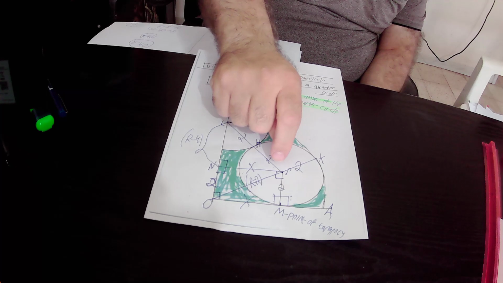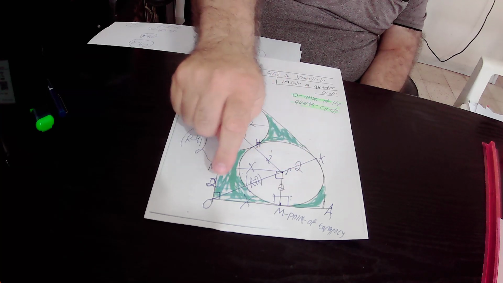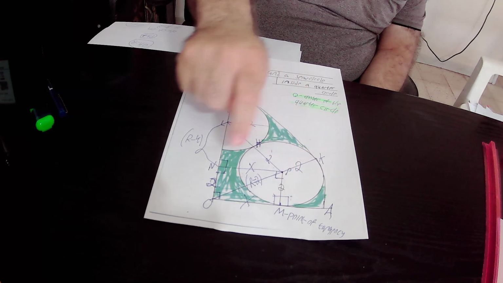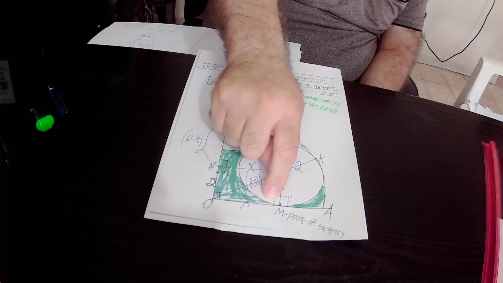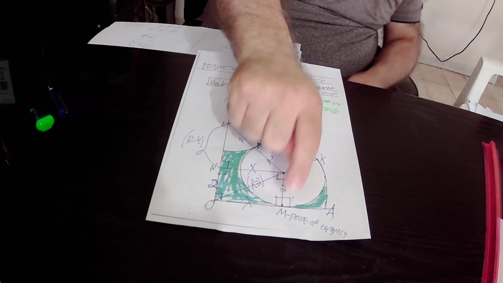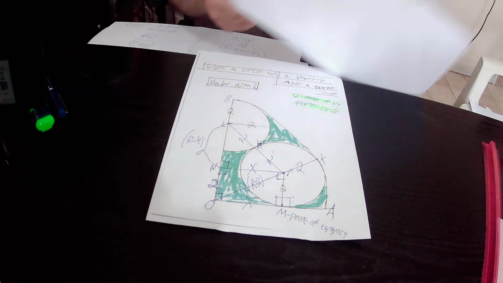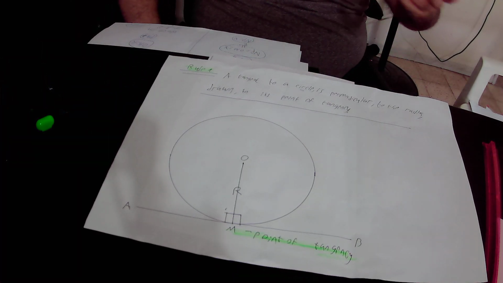And whenever you have a radius that is drawn to the point of tangency, then tangent OA must be perpendicular to the radius MP. So if OA is perpendicular to MP, then this angle equals 90 degrees and this angle equals 90 degrees, according to rule number 1 that states that a tangent to a circle is perpendicular to the radius drawn to its point of tangency.